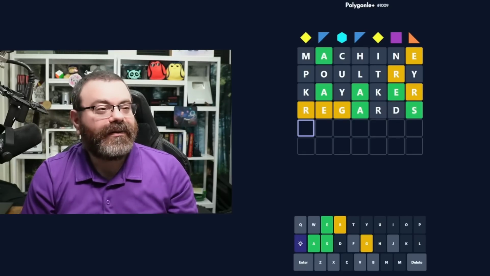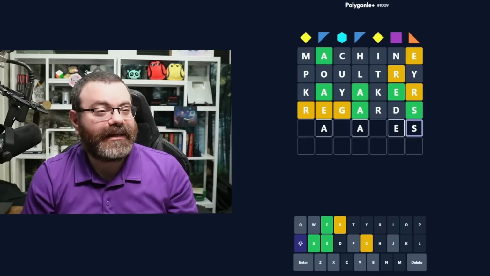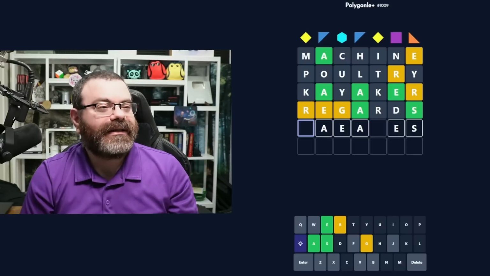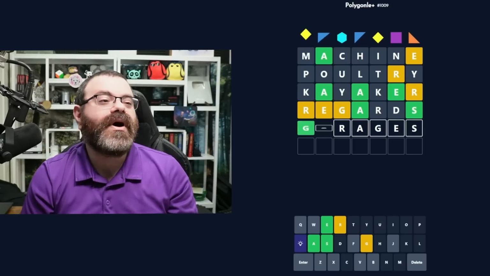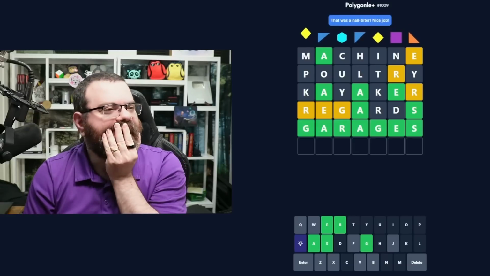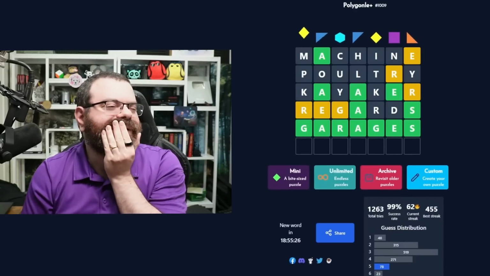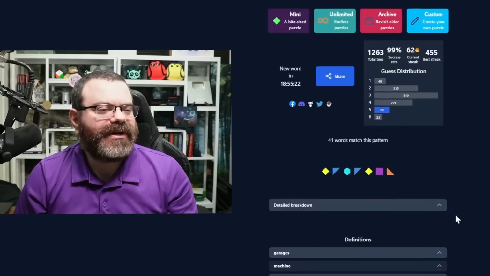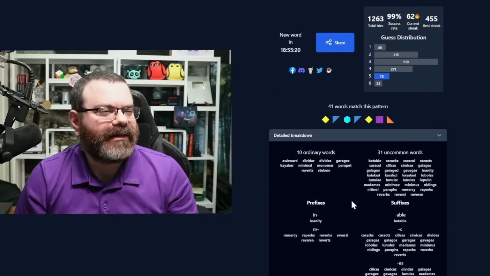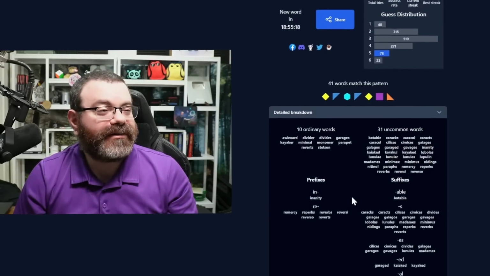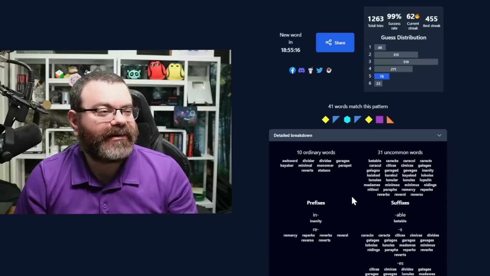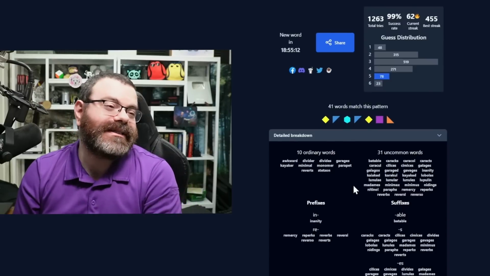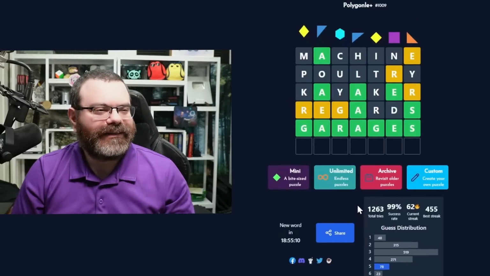Okay, so it's double A here, ES, and then the R goes here, wait, the R goes here, and it's garages. Oh, garages. Okay. 41 guesses match this pattern. Awkward, divider, divides, garages, kayaker, minimal, monomer, parapet, reverts, and Stetson. Wow. All right, let's do the mini.